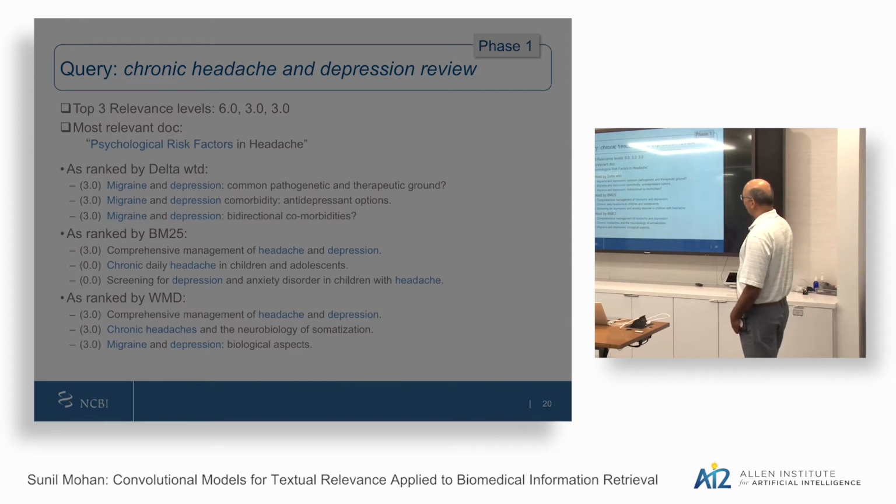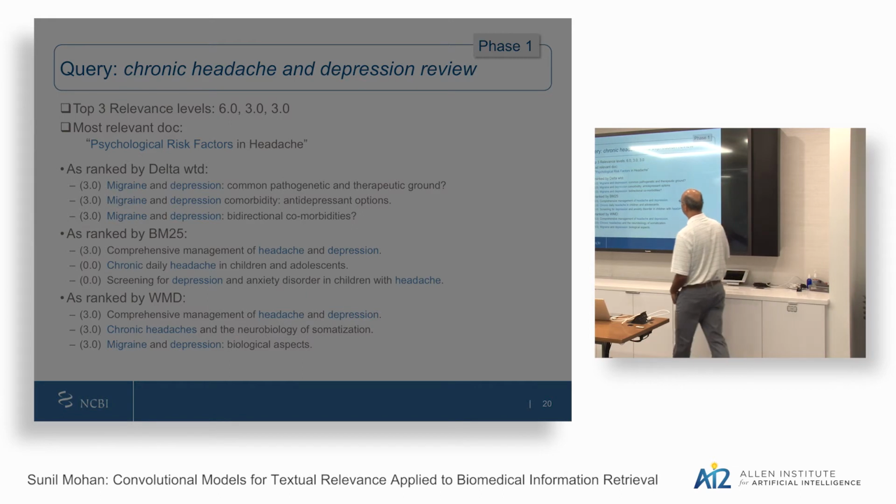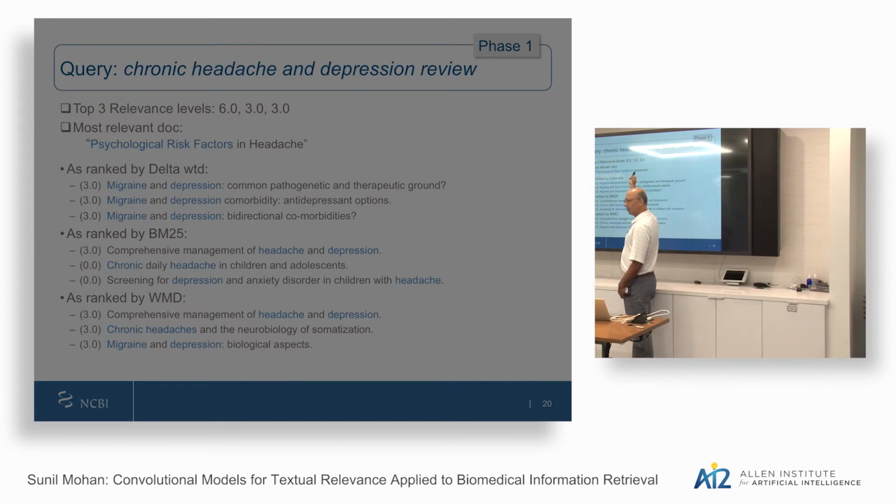Here's another example where things don't work so well. In this case, the most relevant document from the labels is psychological risk factors in headache. And clearly, with psychological risk factors, you need some level of semantic understanding that this relates to depression.